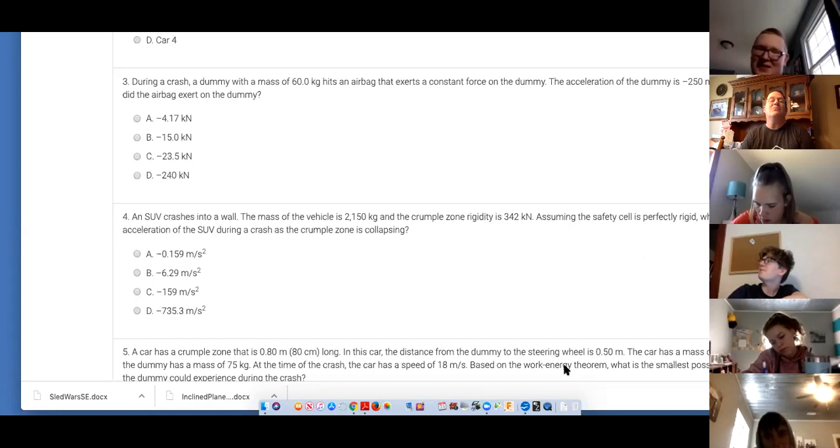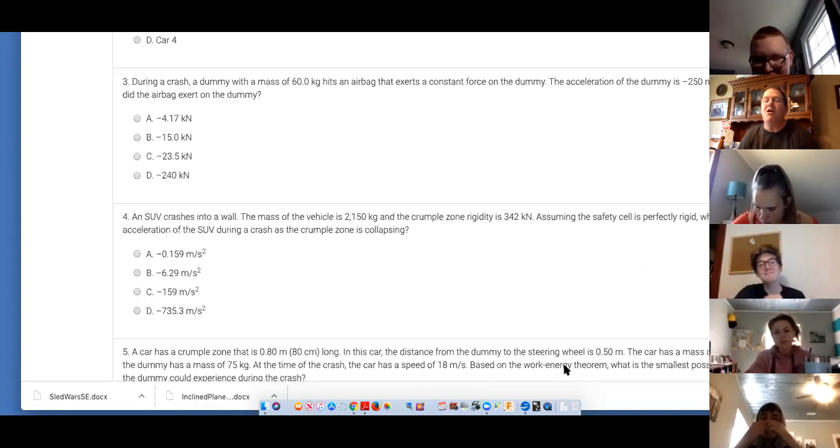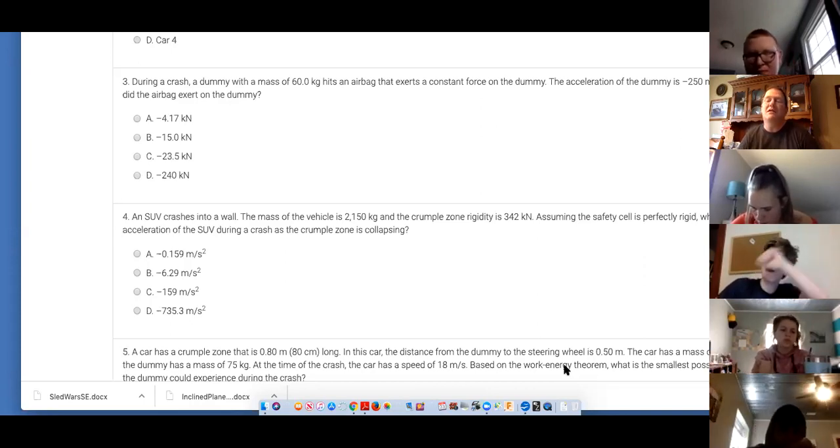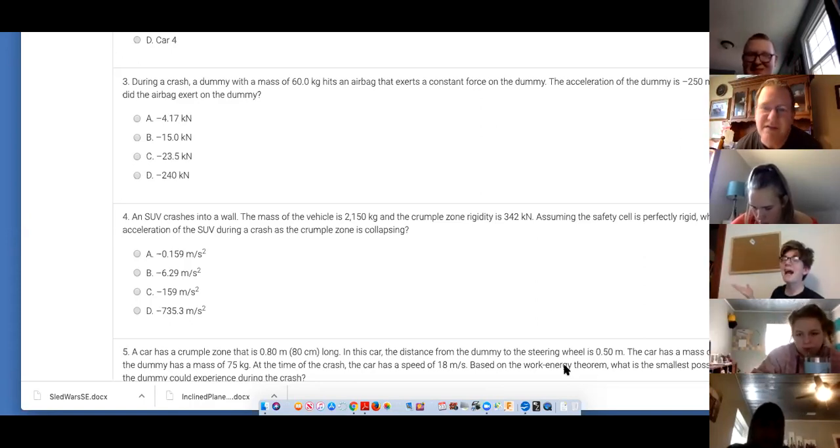All right, so what force did the airbag exert on the dummy? We know an equation called Newton's second law. Cameron, what is Newton's second law? F equals what? I totally forgot. I know it. Did I ask you, Brooke?